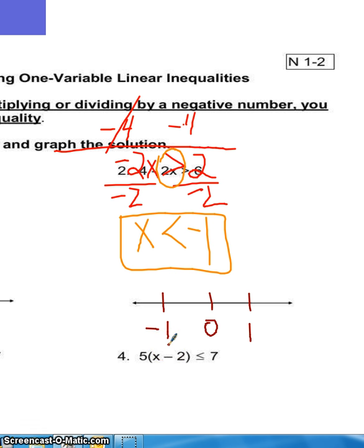Is negative 1 included in that spot? Remember, it doesn't have an equal to sign, so it's not. So it's open. So I'm going to put an open circle. And then I want all the numbers that are less than negative 1. So in which direction are the numbers less than negative 1? Correct, to the left.